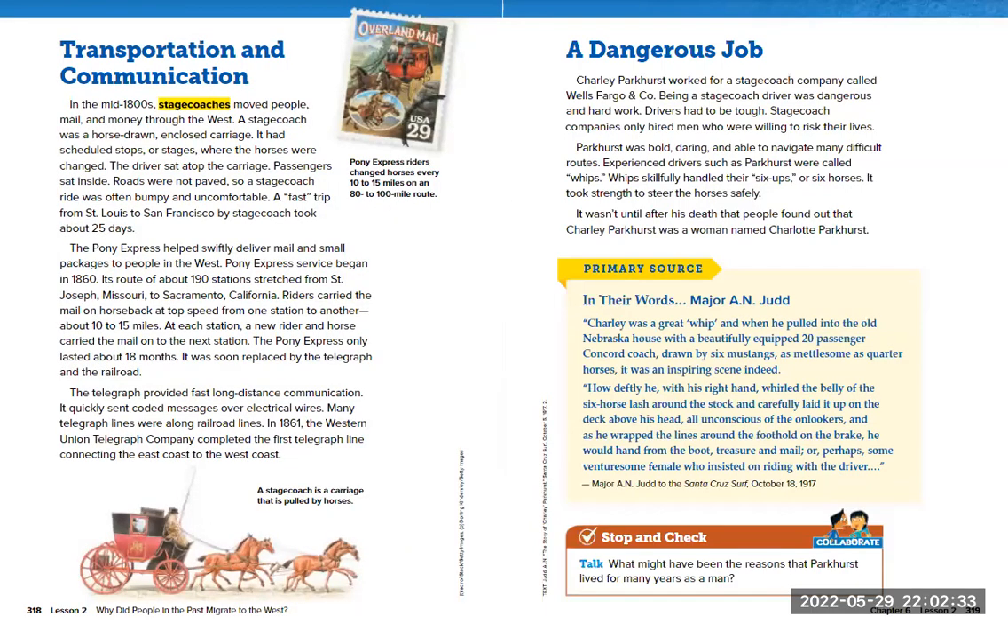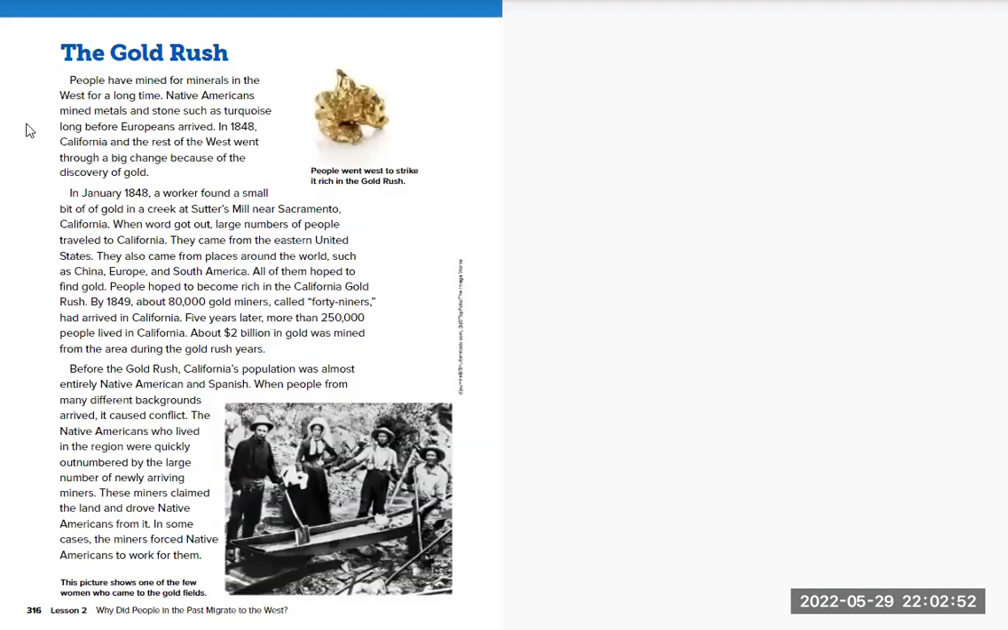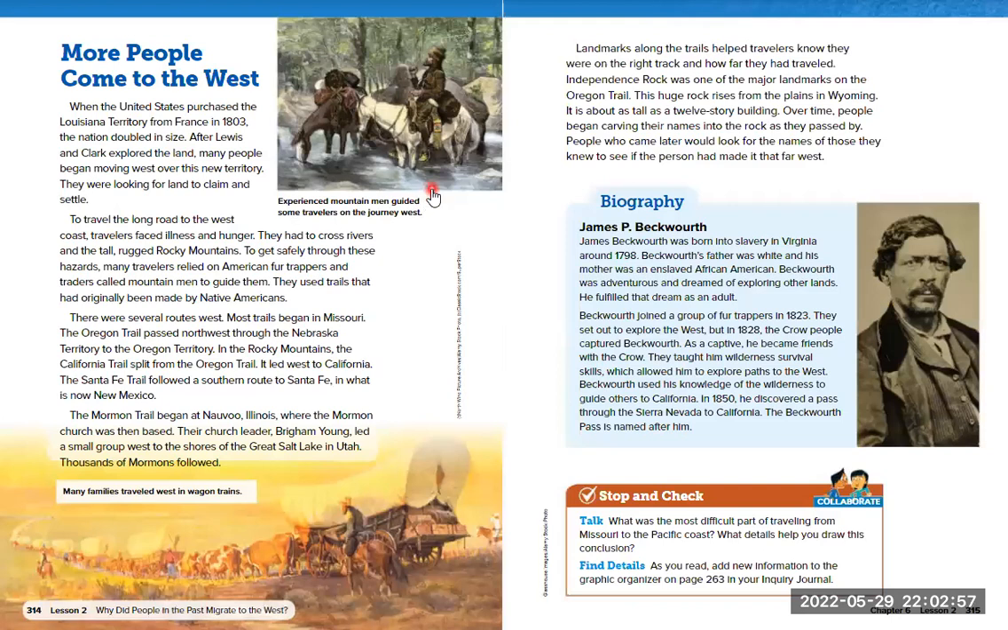Another detail would be talking about how stagecoaches could be used from St. Louis to San Francisco, but the roads were not paved. It was dangerous. It was not comfortable. So that's another reason why it went from stagecoach to train. Before that, we had people going by wagon trains.